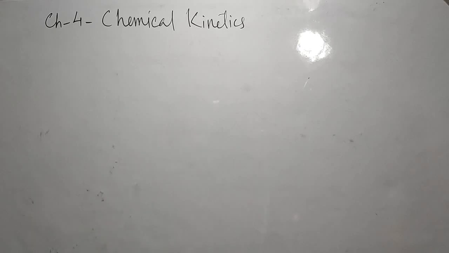In this video, I shall be discussing some topics from chapter 4, that is chemical kinetics. First, let us know what is chemical kinetics. Chemical kinetics is a branch of chemistry that deals with the rate of chemical reactions and also the factors that influence the rate of chemical reactions.